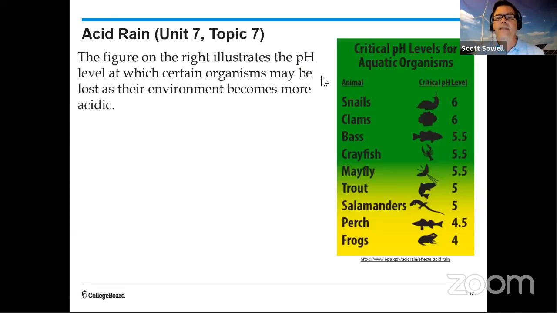So let's look at the effect on organisms in particular. So this is the critical pH level for aquatic organisms. This is just a chart showing several aquatic organisms. So let's just take the crayfish, for example.